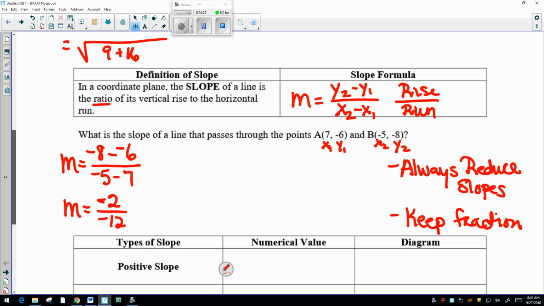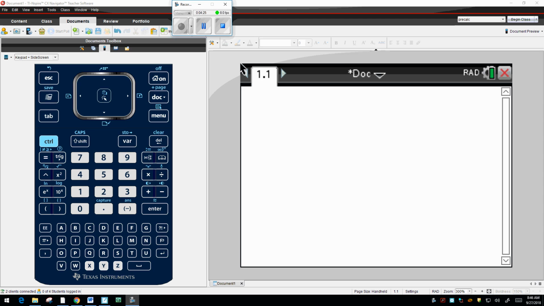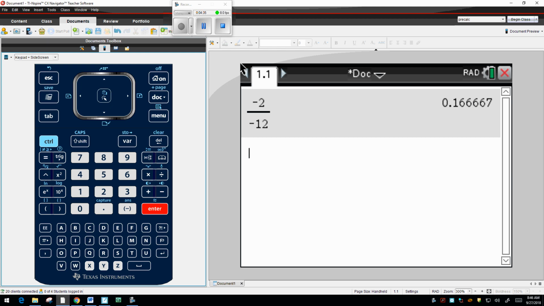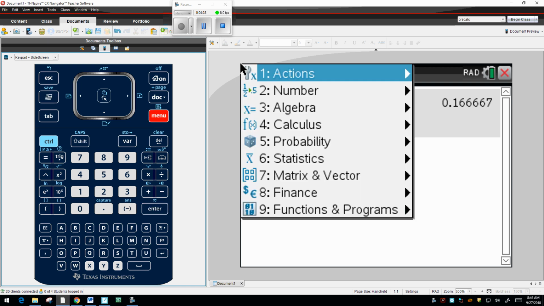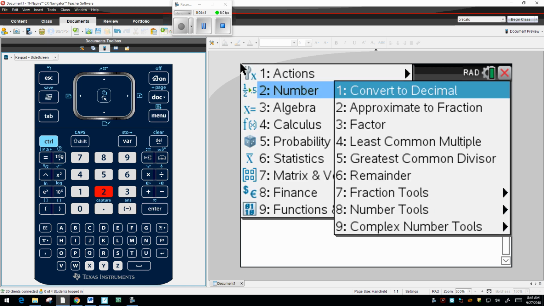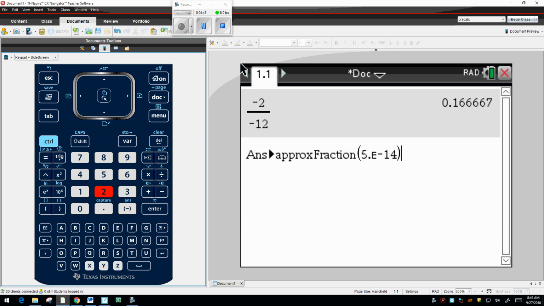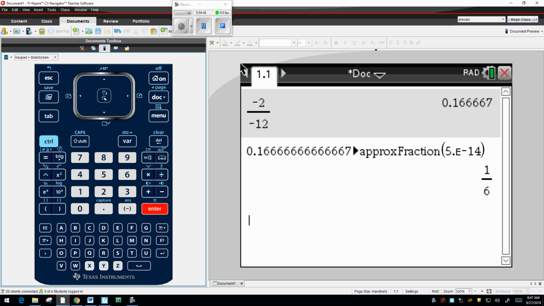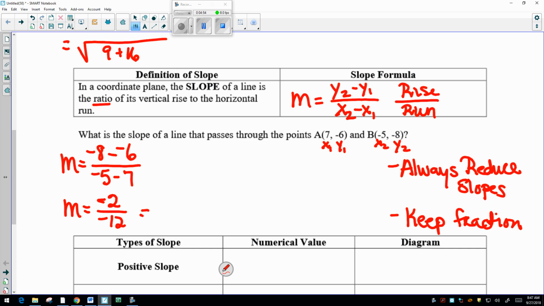So if we go to our calculator and get our fraction template and type in negative 2 divided by negative 12, it's going to give us a decimal, which is okay. But if we go to our menu button and go to number 2, which is number, and then number 2, which is approximate to fraction, and press enter, that will help reduce your fraction. So that's going to tell you negative 2 over negative 12 really reduces to negative 1/6. That's always a good check to make sure that when you have reduced your slope, you've actually reduced it correctly.